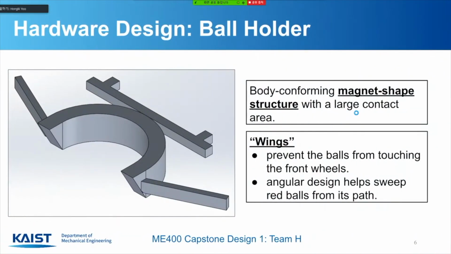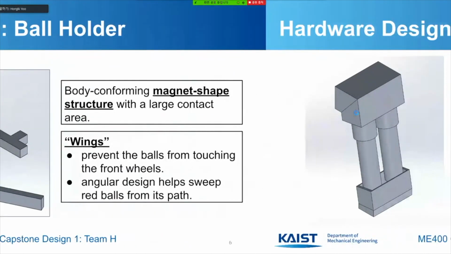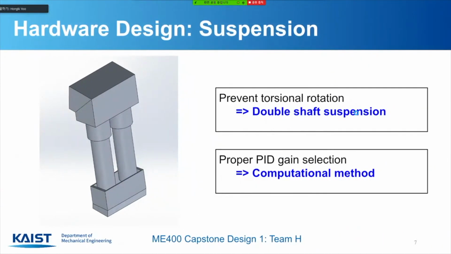Also, for the ball holder, we use a magnet-shaped structure for the larger contact area with balls. So the angular wing design prevents the ball from touching the wheels, and also it sweeps away any unwanted balls from the path of the vehicle. This is our suspension design.